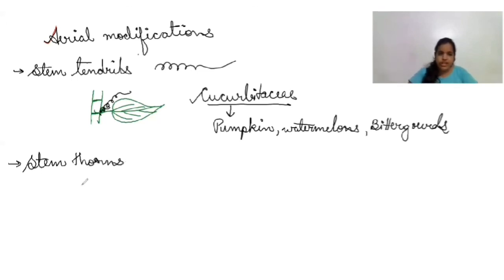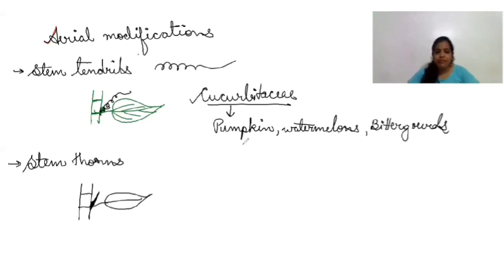These thorns, just like the stem tendrils, are also formed of axillary bud. This is a leaf again, and on the axil of the leaf, what must be present? The axillary bud should be present, but in place of the axillary bud, what is formed? Pricks or thorns are formed. These thorns are modifications of axillary bud, important points.